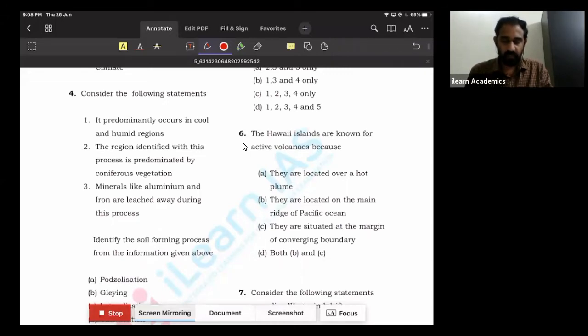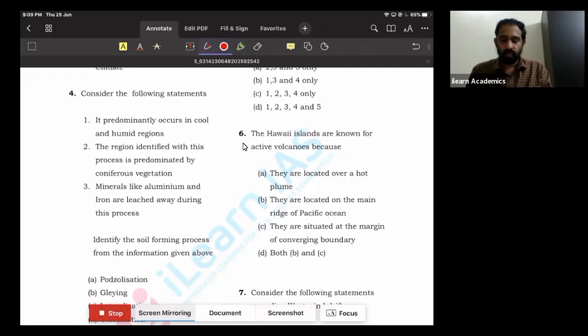Second one, the region identified with this process is predominated by coniferous vegetation, that is the boreal vegetation. So this is a process associated with the mid-latitude having coniferous forest. Let us look at the third statement. It says the minerals like aluminium and iron are leached away during the process.